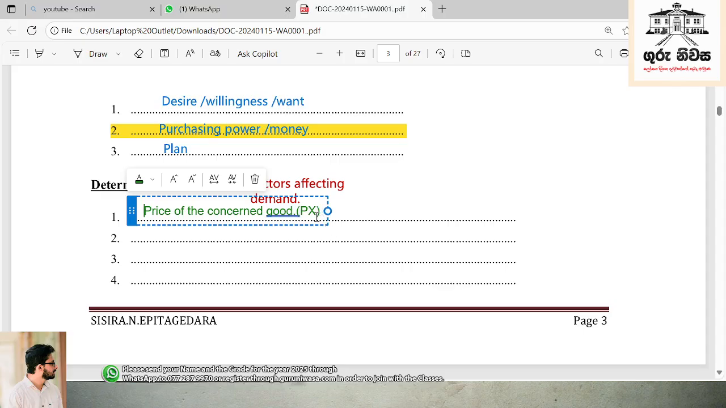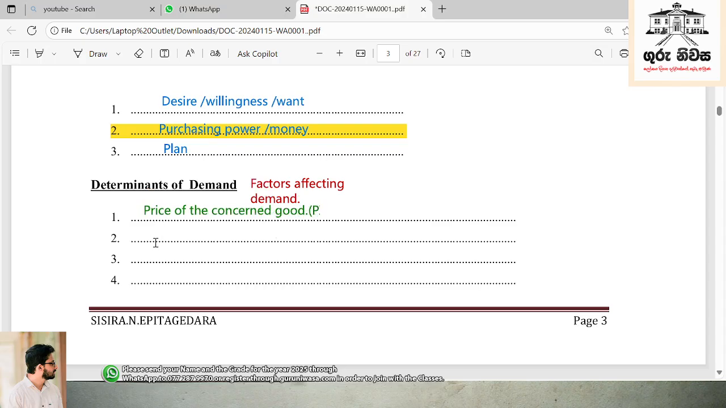The second one is also price, but not the price of the concerned good. The second one is the price of related goods. Price of related goods.